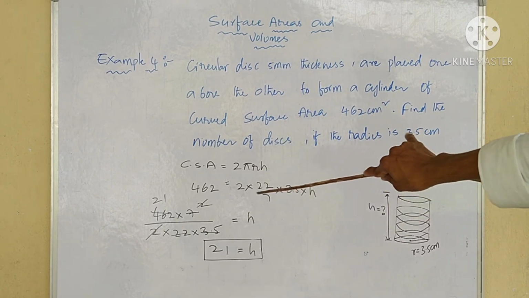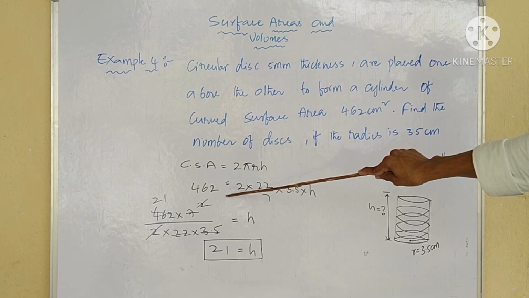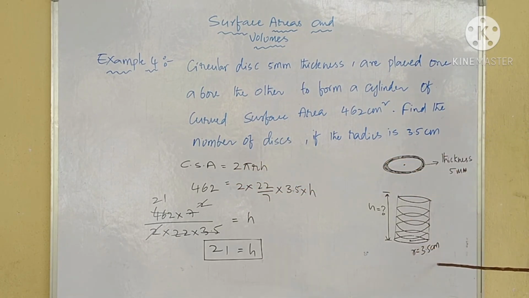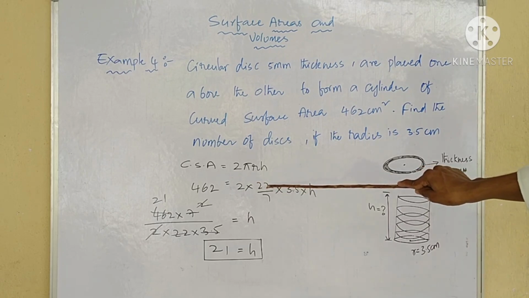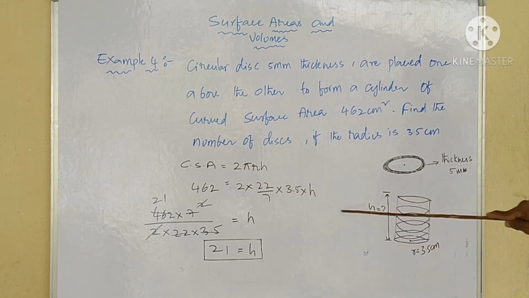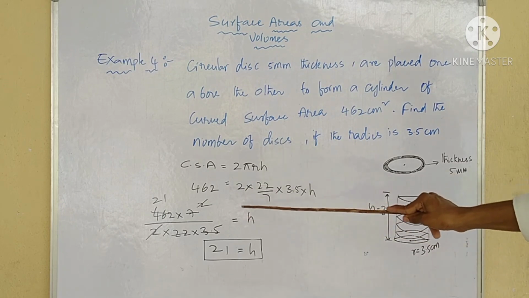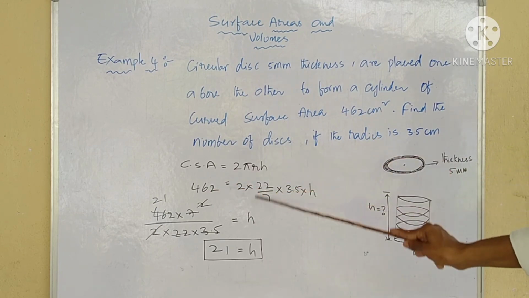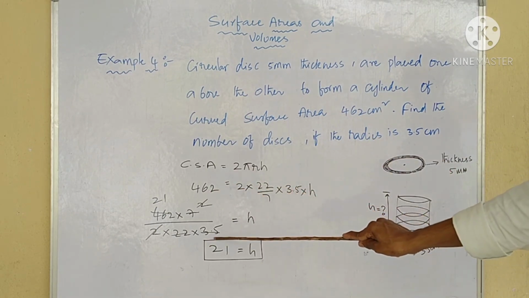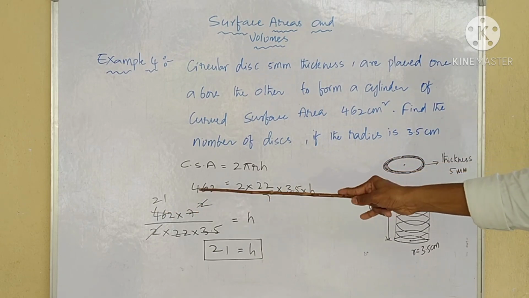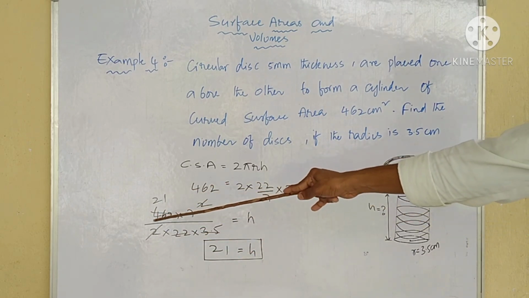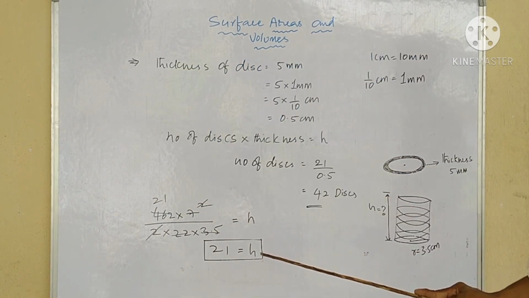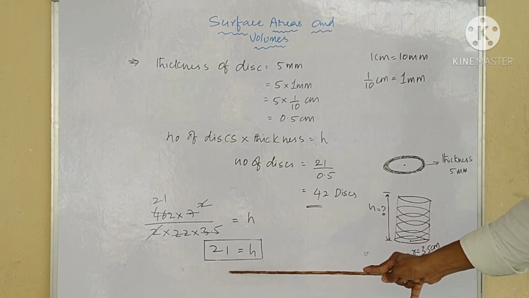Substitute these values in our formula. The curved surface area 462 is equal to 2 into pi, that is 22 by 7, into the radius of the disc 3.5 centimeters, into h, the height of the cylinder, which is the question mark. So transposing these terms to the LHS, the height of the cylinder is 462 into 7 by 2 into 22 into 3.5. 3.5 2s are 7, the 2 cancels. 22 21s are 462. So the height of the cylinder is 21 centimeters.